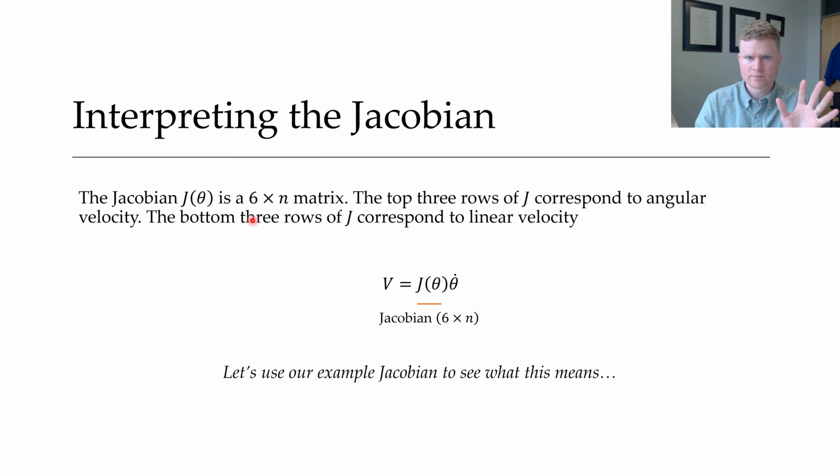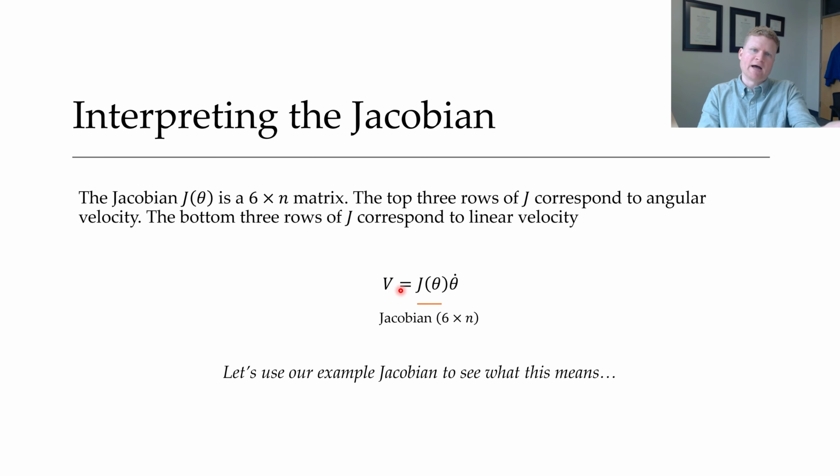So reminder, the Jacobian is a 6xn matrix, where n is the number of joints. And I want to convince you that the top 3 rows of the Jacobian, those are going to capture your angular velocity, and the bottom 3 rows of the Jacobian, those will capture your linear velocity. So to show you or convince you why that's the case, let's look back at our Jacobian equation. On the right, I've got my joint velocities. Here's my Jacobian matrix. And I know that if I multiply J by theta dot, I get my end effector velocities.